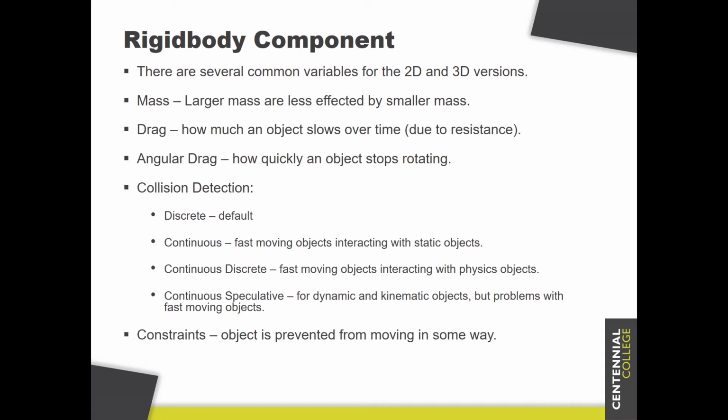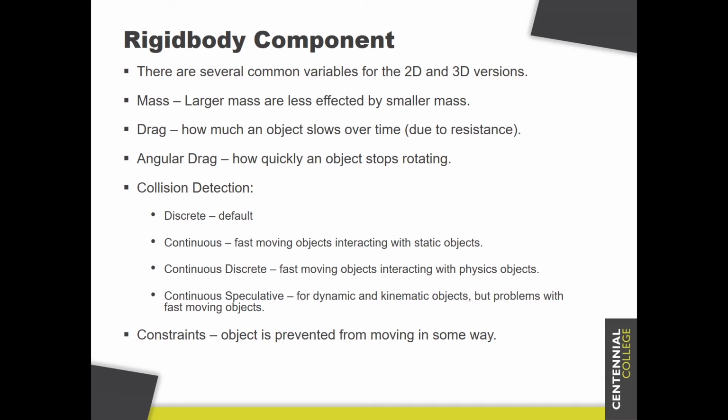If you have it set in continuous, then fast-moving objects interacting with static objects, it allows those fast-moving objects to interact better with static objects. In continuous discrete, fast-moving objects interacting with physics objects, and in continuous speculative for dynamic and kinematic objects, we'll talk about those in a minute, but problems can occur with fast-moving objects. So depending on which one you've chosen, you can end up with some issues of some kind, right?